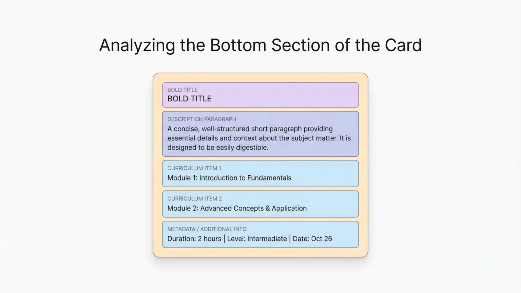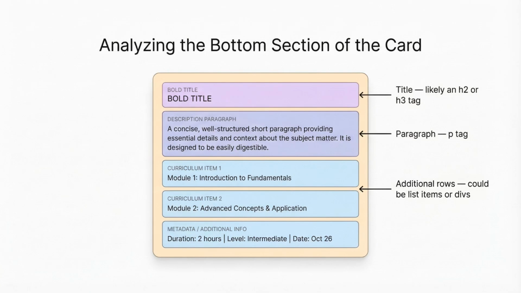Moving to the bottom section, this is where most of the text content lives. There's a title, bold and prominent. Below it is a short paragraph of description text. And then there are additional rows of content, like curriculum details or metadata. Each of these is a separate element nested inside the bottom container. Even before you open a code editor, you can start guessing which HTML tags belong where. The title is probably a heading tag like H2 or H3. The description is a paragraph tag. The additional rows could be list items or more divs. This mental mapping is exactly the skill you're building.